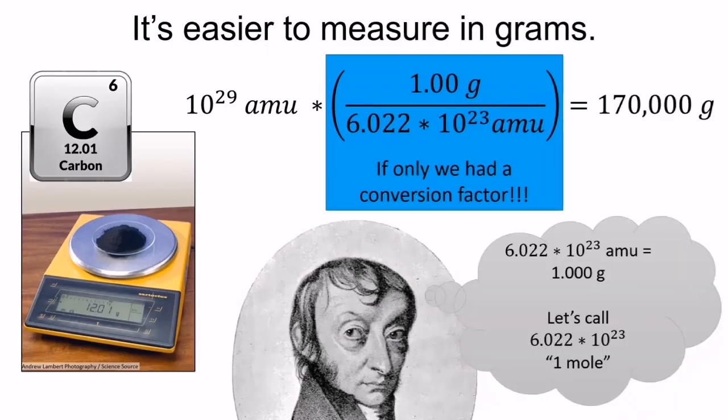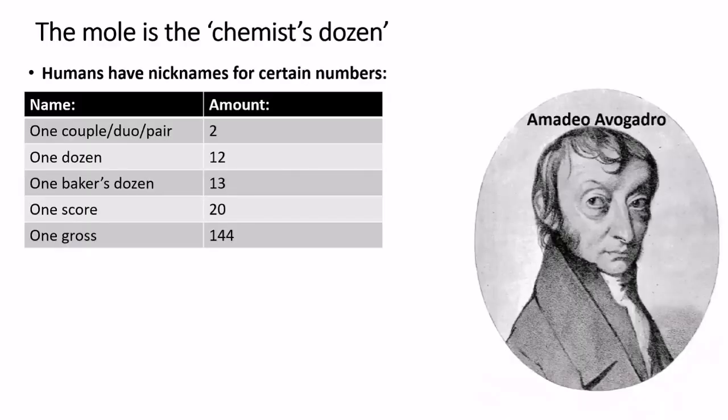The number 6.022 times 10 to the 23rd is just that conversion factor. It's the number of atomic mass units in 1 gram. This number has the nickname 1 mole. The word mole is just human shorthand for a specific number. In the same way that the word dozen symbolizes 12, the word mole symbolizes 6.022 times 10 to the 23rd.